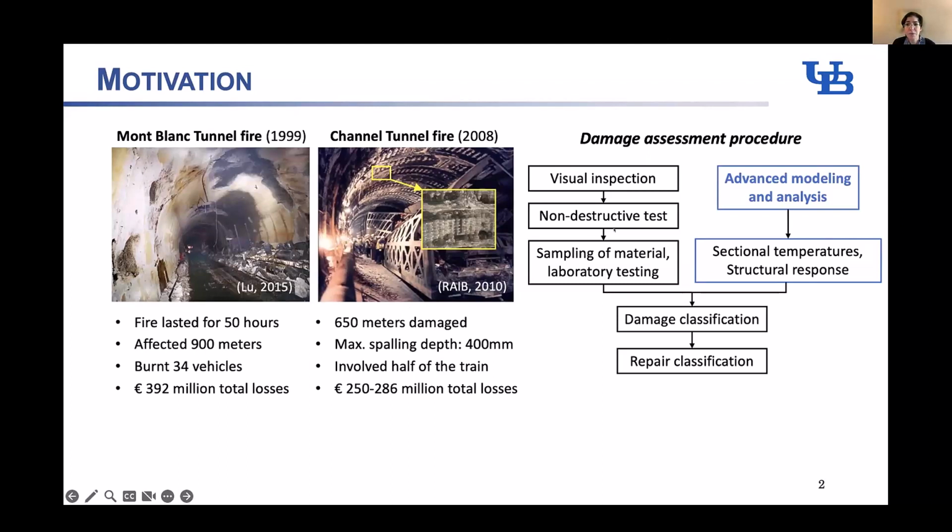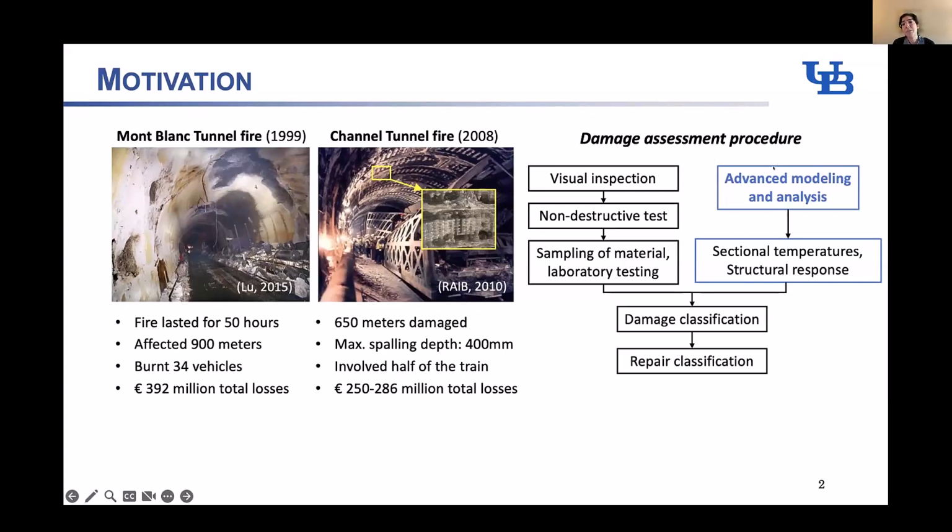This damage assessment procedure, what I have here in the flow chart, is basically what we can extract out of the US guidelines. We typically start with visual inspection, some non-destructive testing, sampling of materials, and there will be some guidance on damage classification and repair classification. But most of the time, in practice, it will be done on an ad hoc basis. They make decisions.